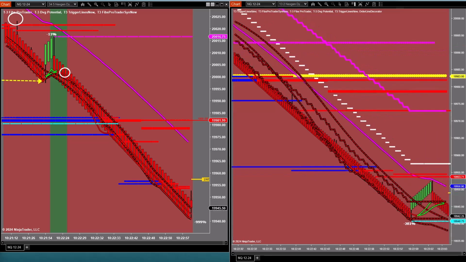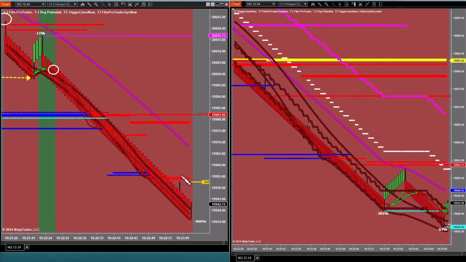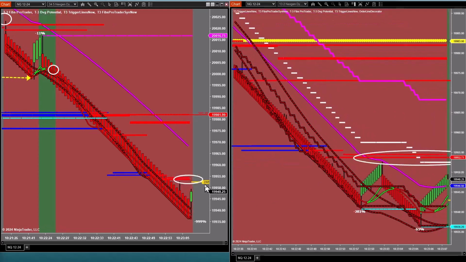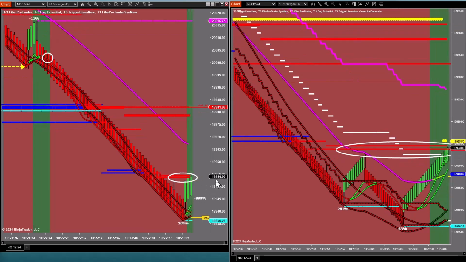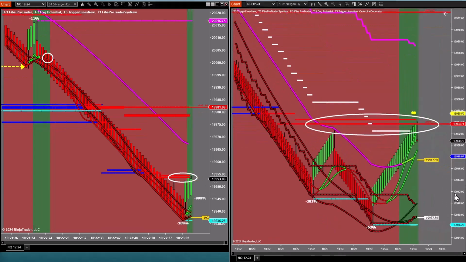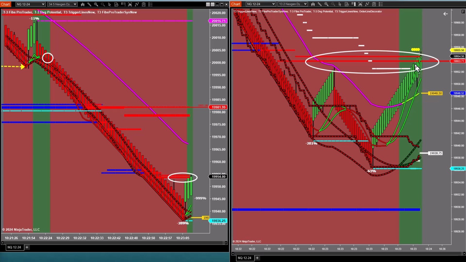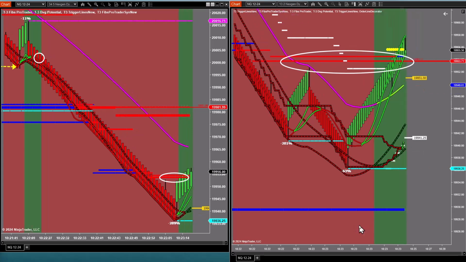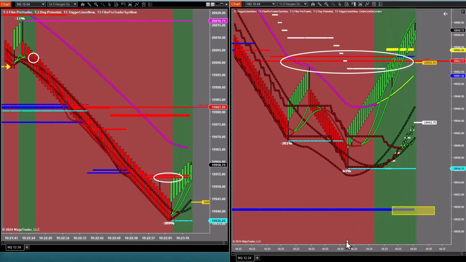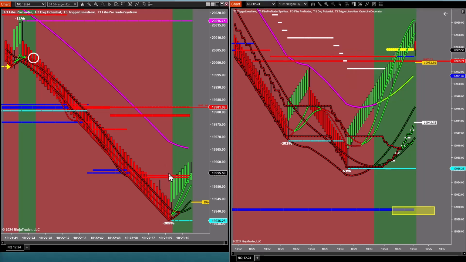All right, so for now, more down until this 55 area gets taken out, right? There's a good chance 55 holds, and then we go down to 1930. We'll see if they do or not. We'll find out.